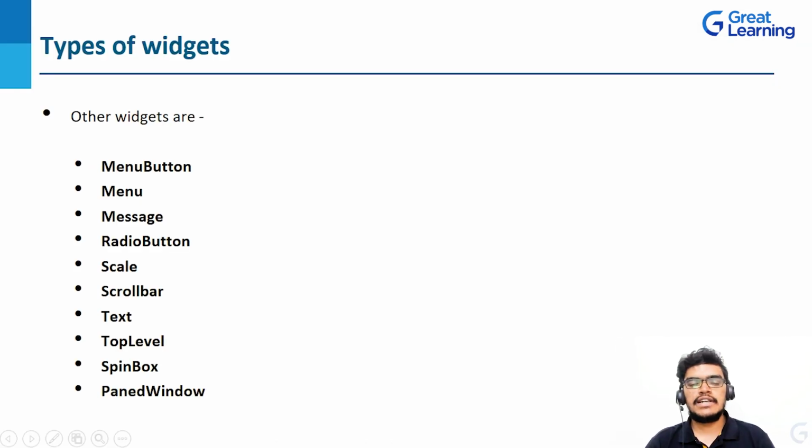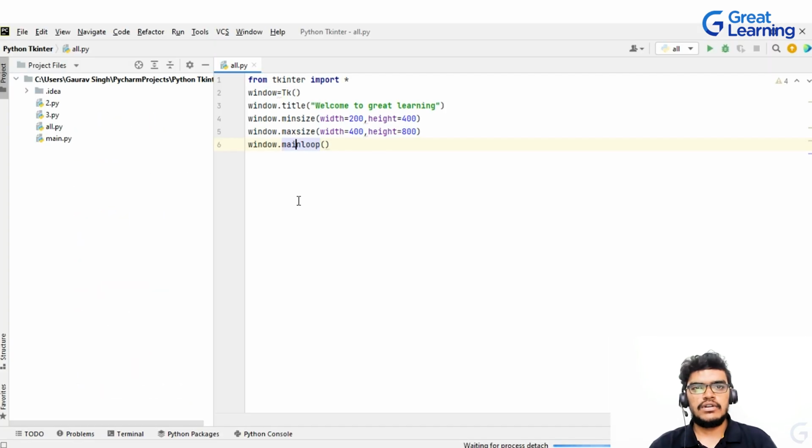So now after understanding label widget, button widget, and many other widgets, it's time to discuss about some other widgets. So we are having different types of other widgets available in Python Tkinter, starting from menu button, menu, message, radio button, scale, scroll bar, text, top level, spin box, and pan window. We'll see some of the widgets in the practical exam. So let's start. So now let's discuss about the radio button widget first.